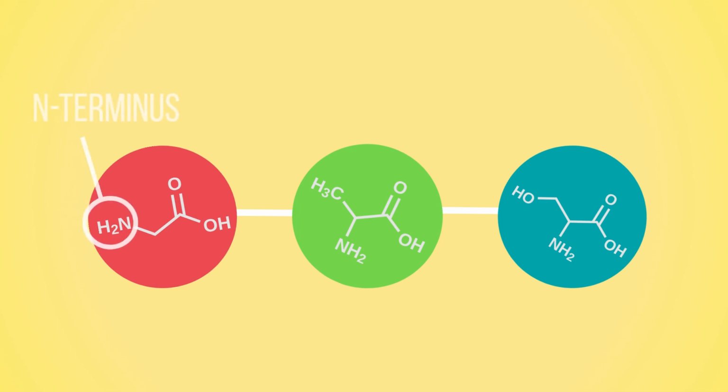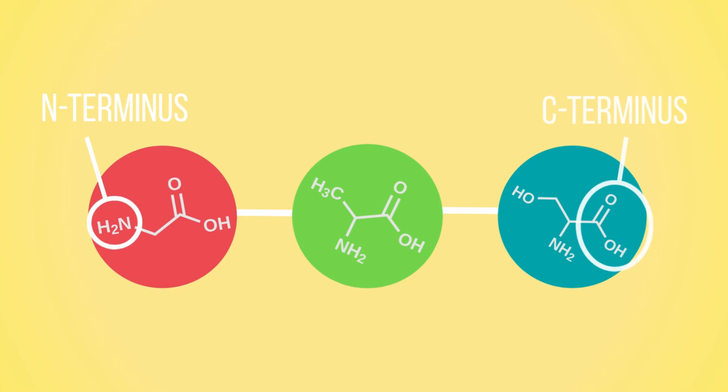And these proteins have direction. They're not symmetrical. They start at the N terminus, the end with a free amino group, and end at the C terminus, the end with a free carboxyl group. We always read protein sequences from N to C, kind of like reading left to right in English.